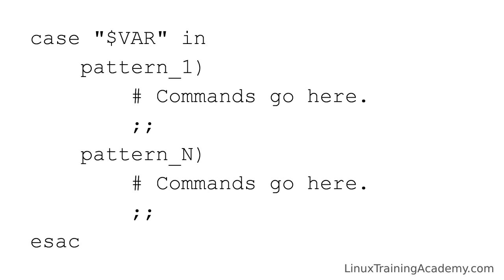Next, you list a pattern or a value you want to test against the variable. End the pattern with a parenthesis. If the pattern is matched, the commands following it will be executed. The execution will stop when a double semicolon is reached, and the script will continue after the case statement. You can test for multiple values using the same pattern. Finally, the case statement is ended with ESAC, which is case spelled backwards.